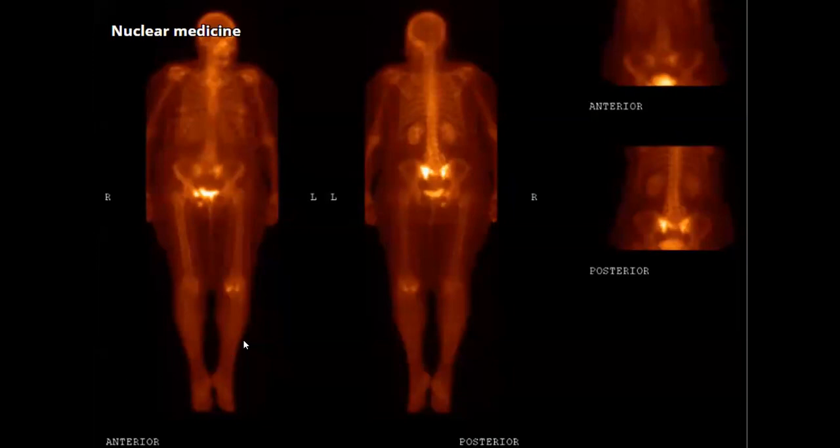And then again, yes, this is the Honda sign. This is typical for a sacral insufficiency fracture. I think it's better to say I will correlate with MRI to confirm my diagnosis of sacral insufficiency fracture.